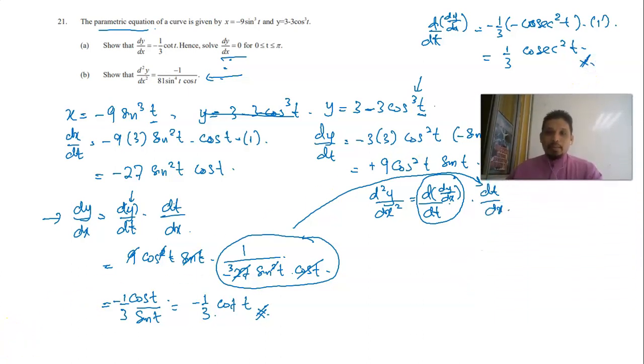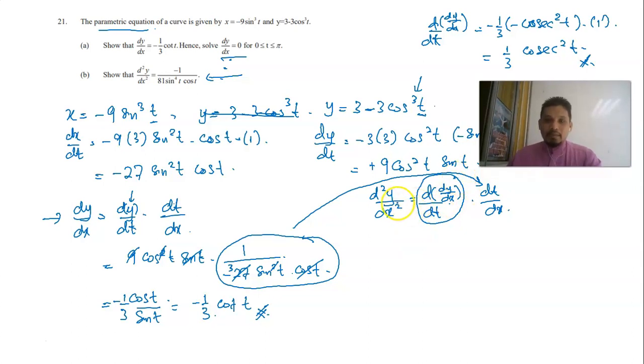Okay, so now to find the second derivative with respect to x, this one we already found here, which is negative 1 over 3 cosecant square t, and then dt/dx. Let's look at this one here: dx/dt, so dt/dx is 1 over negative 27 sine square t and cos t.